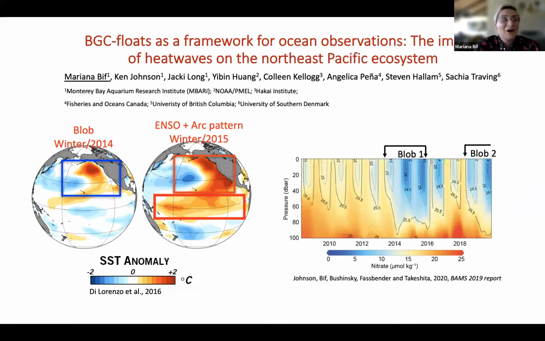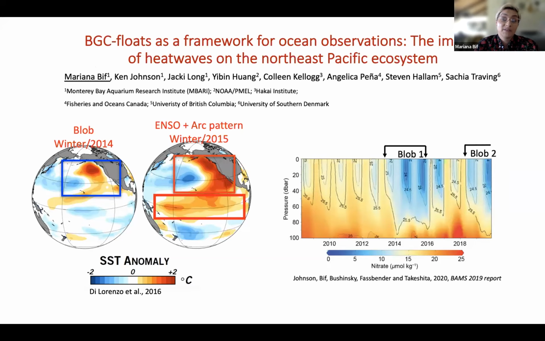So today I'm going to talk about biogeochemical floats as a framework for ocean observations. So really using the biogeochemical floats as a helper when you have additional data from other platforms. And my case study is the impact of heat waves on the Northeast Pacific ecosystem. So this is a huge effort. It's a collaboration with a lot of other people that are here on this first slide over here.